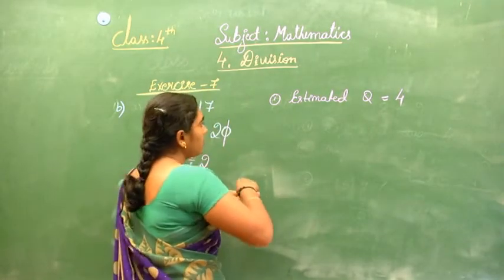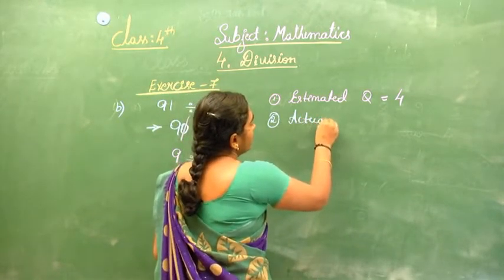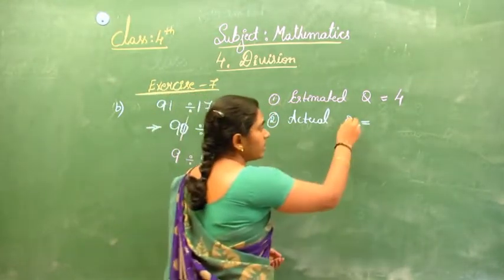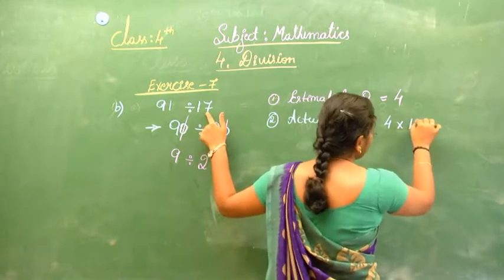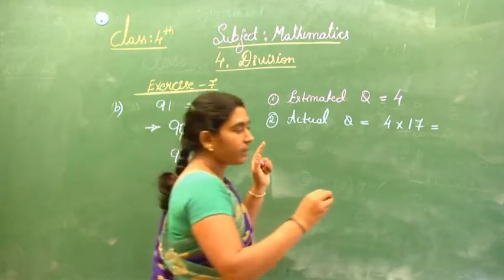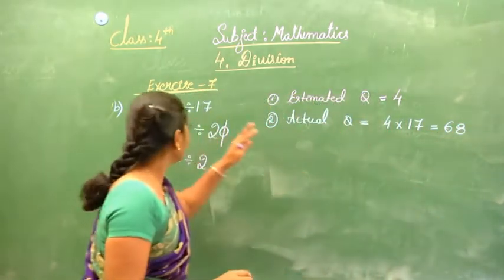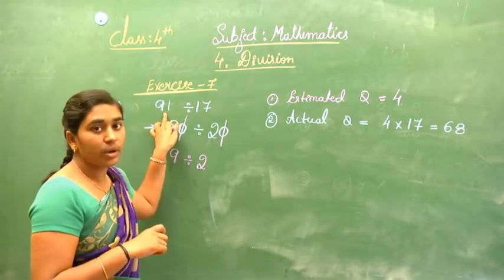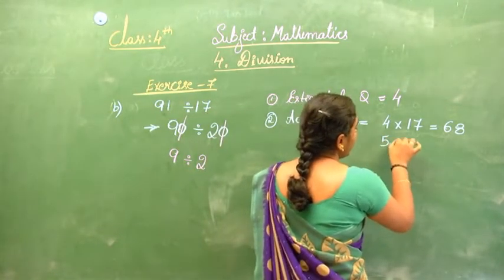So the second one, the actual quotient. What is the actual quotient? You need to calculate quotient into the divisor, which is 17. What is 17 fours are? 68. Is 68 near to the dividend? Not, right? 68 is not nearer to the dividend. So you need to increase by 1.